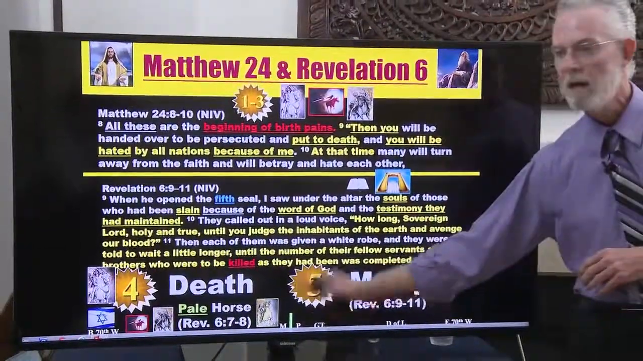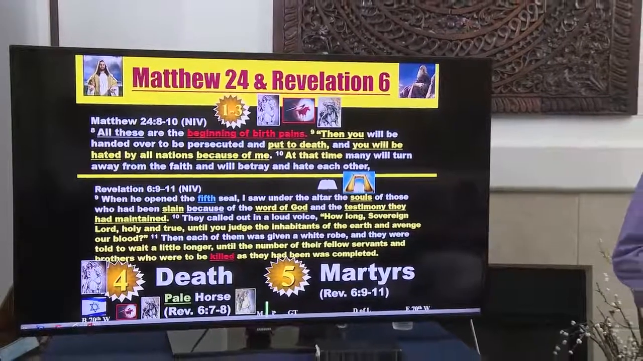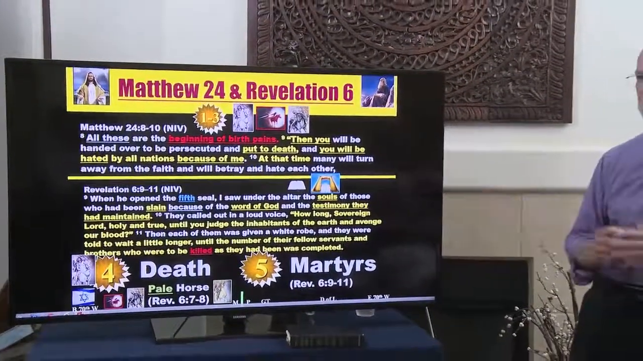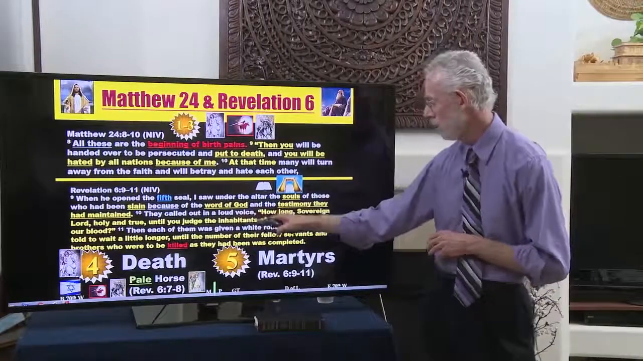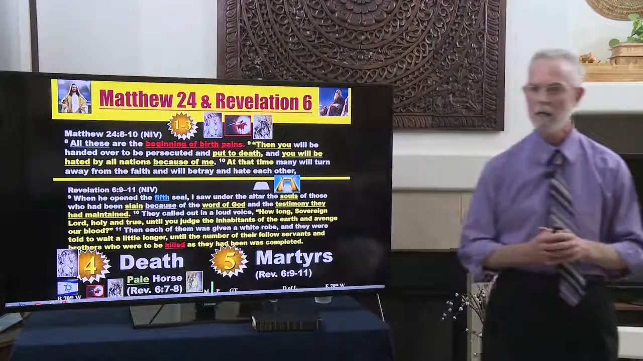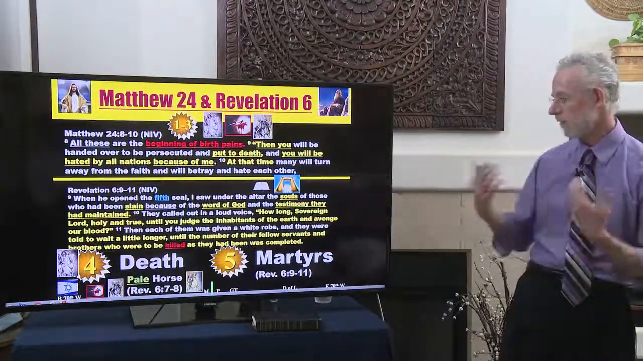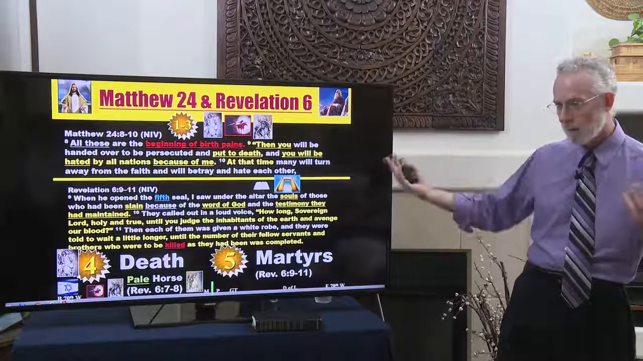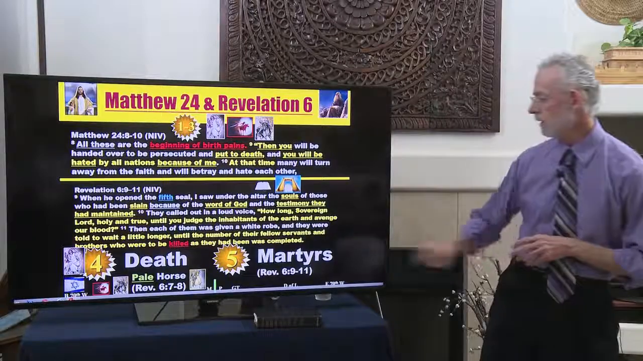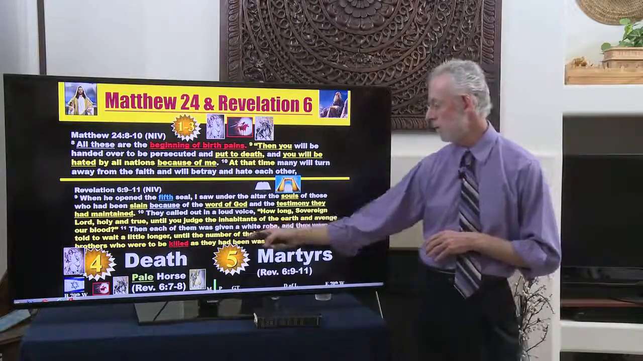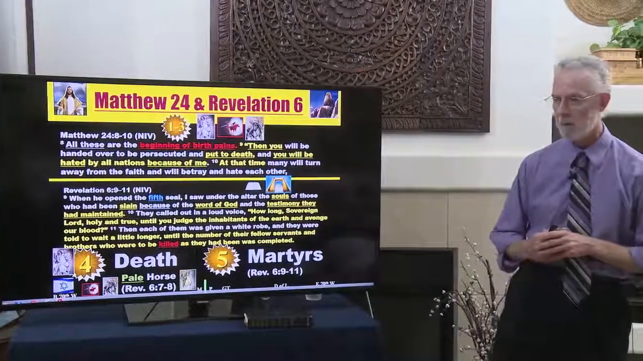These Christians were killed by the Antichrist and his forces, right? They weren't killed by God. God doesn't kill his own children. So they're crying out, how long, Lord, before you judge the inhabitants of the earth and avenge our blood? They're crying out to God for vengeance for them being killed. All right, each of them was given a white robe. They were told to wait a little longer until the number of their fellow servants and brothers who were to be killed as they had been was completed.